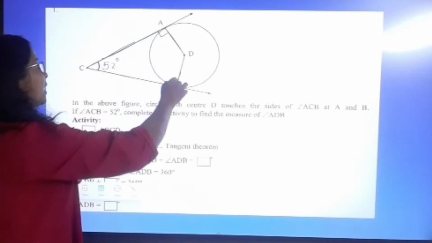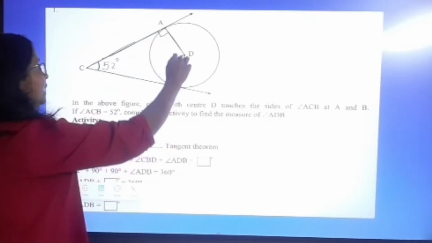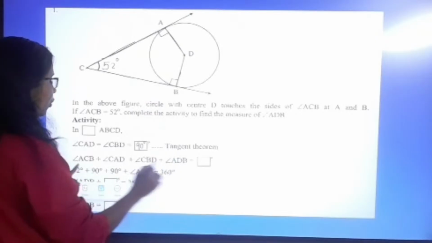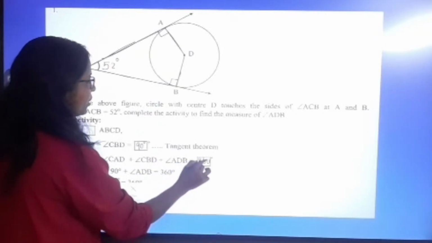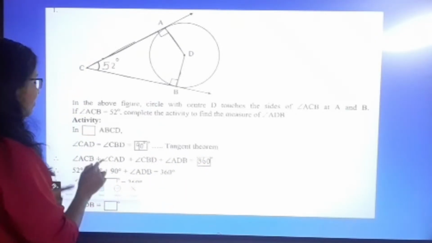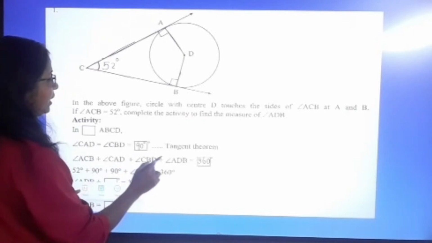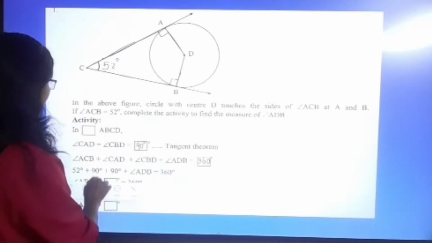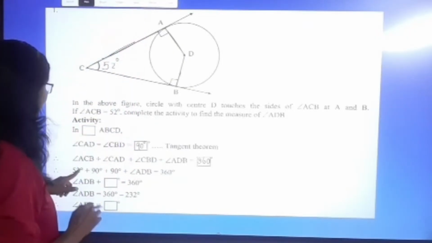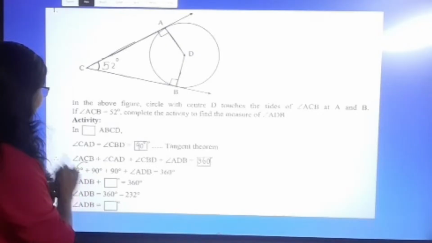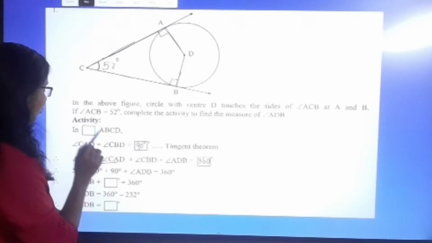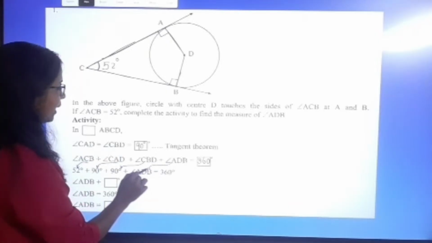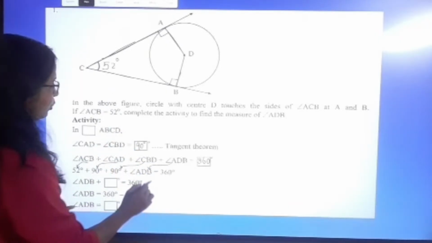Now here, students, this is the quadrilateral ACBD. The sum of the measures of the angles is 360 degrees. So here I write angle ACB plus angle CAD plus angle CBD plus angle ADB is equal to 360 degrees. By substitution, angle C is equal to 52, angle CAD is equal to 90, angle CBD is equal to 90 degrees, and we have to calculate angle ADB.